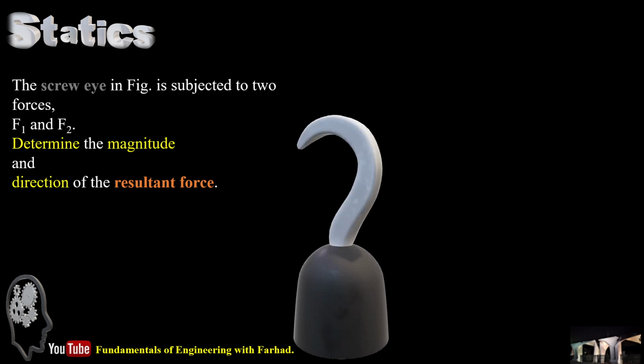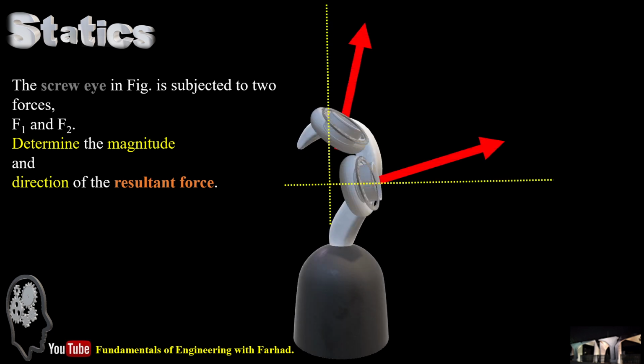In this problem, we have the screw eye, which is shown in the figure, subjected to two forces, F1 and F2. F1 is 150 newtons and F2 is 100 newtons. We want to determine the magnitude and direction of the resultant force based off the forces provided in this figure.